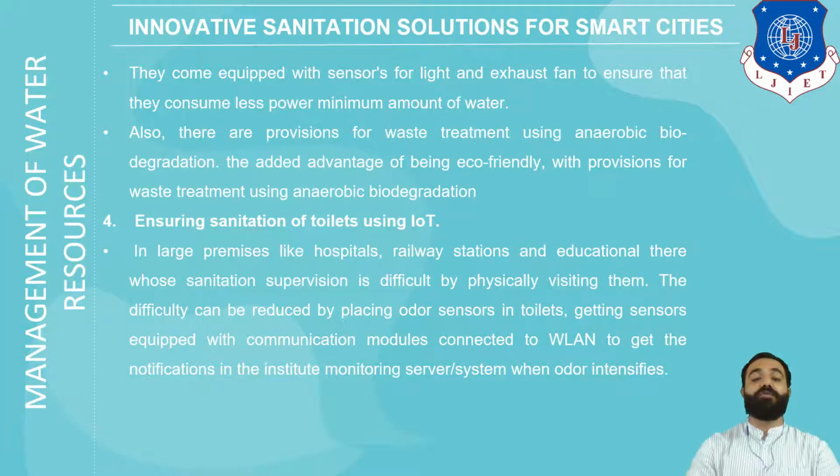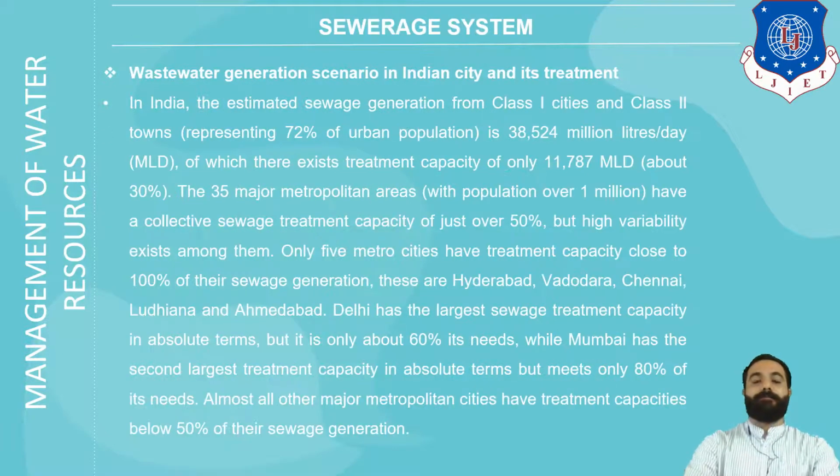Then fourth one, ensuring sanitation of toilets using IoT. In large premises like hospitals, railway stations, bus stations, educational and entertainment places, seminar halls, clear, sanitation supervision by physically visiting them is difficult because the odor is very bad. So we provide an odor sensor in the toilet, with a communication module connected to a WSN, to get a notification on the institute's monitoring server or system when odor intensifies, meaning odors are bad. Clear. So there are some innovative methods or solutions for sustainable sanitation in smart city. The next one, sewerage system. That sewerage system we will discuss in the next session.